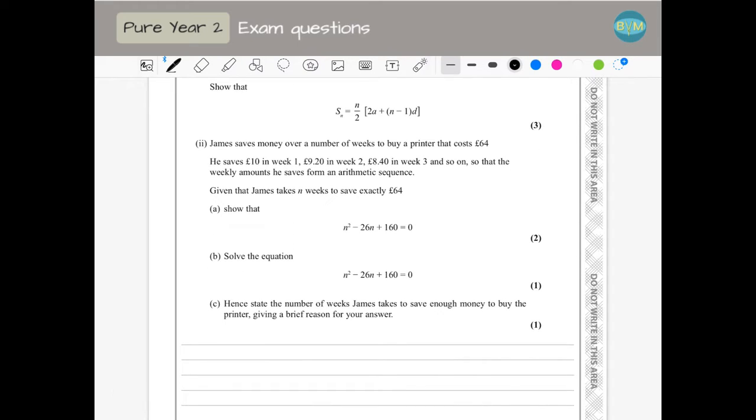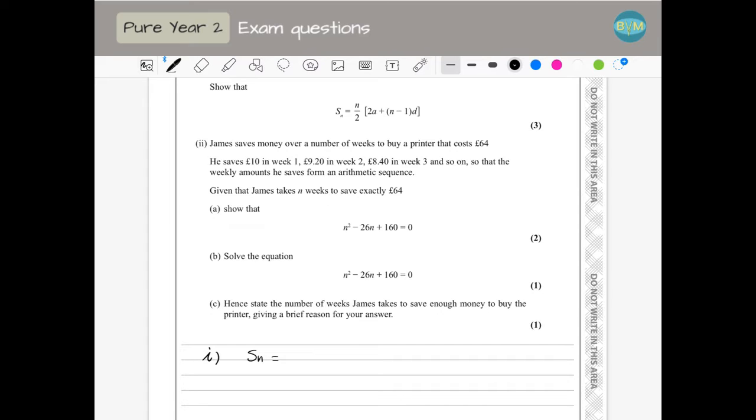I recommend you to just learn it. Not the formula, because the formula is in the formula booklet, but to learn how to prove it, because it's quite simple. So we are going to write Sn, thinking that this is the sum of n terms.